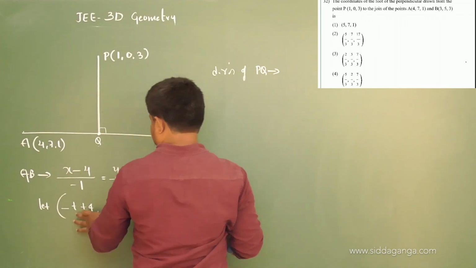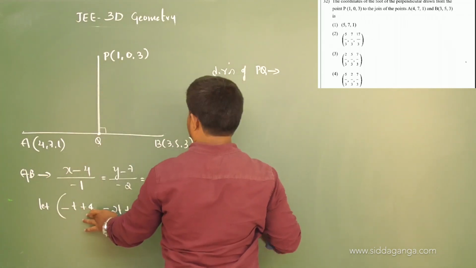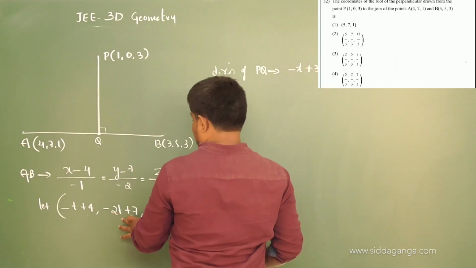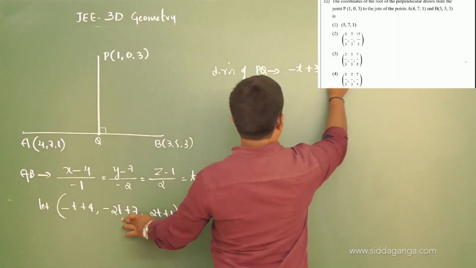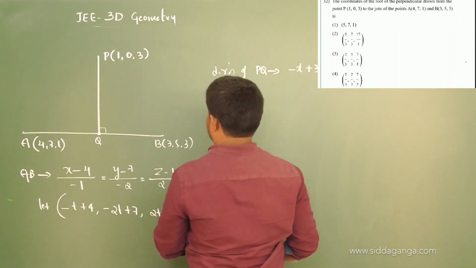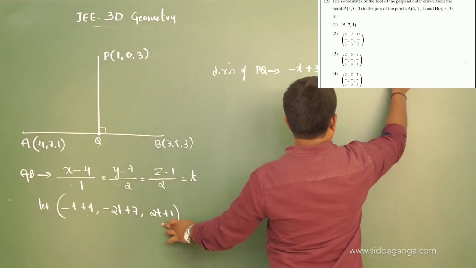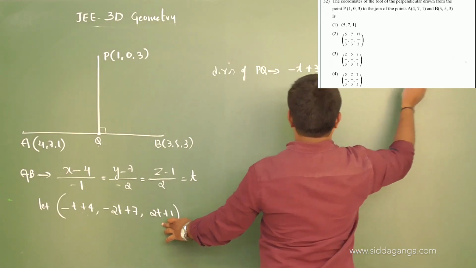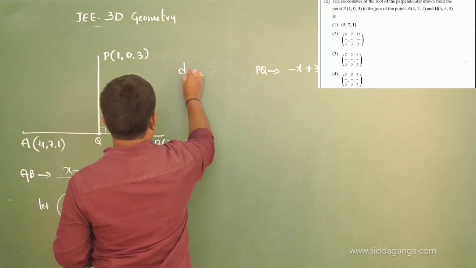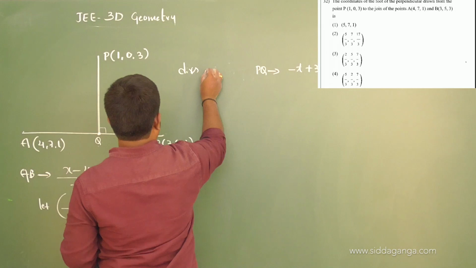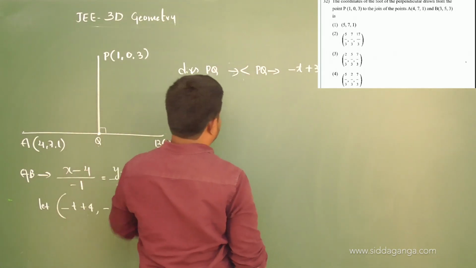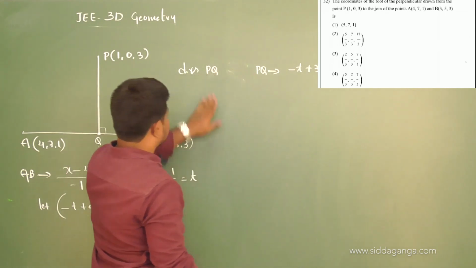What now? This minus this, you mean minus t plus 4 minus 1. So, minus t plus 3, minus 2t plus 7 minus 0, minus 2t plus 7, and 2t plus 1 minus 3. So, 2t minus 2. So, these are the direction ratios of PQ.